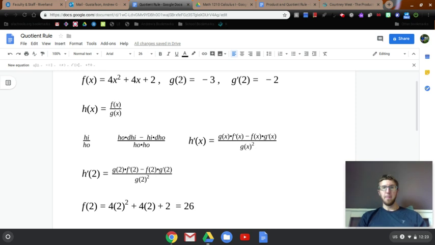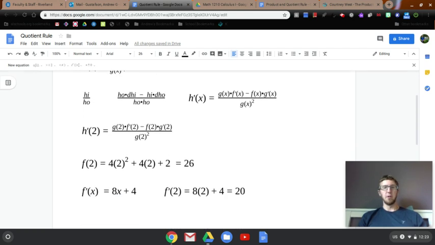Some of these we know. We know g at 2 is negative 3, so we know the first part. We don't know the derivative of f at 2. We don't know f at 2. We know the derivative of g at 2, that's up here, negative 2. And we know g at 2 again, that's negative 3. So I need to find f at 2 and the derivative of f at 2. Those are the two pieces of information I need.